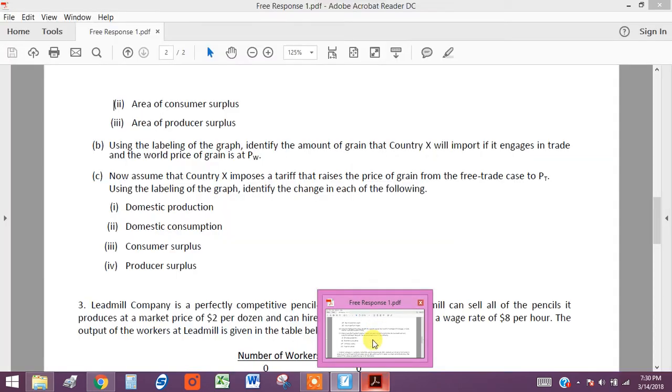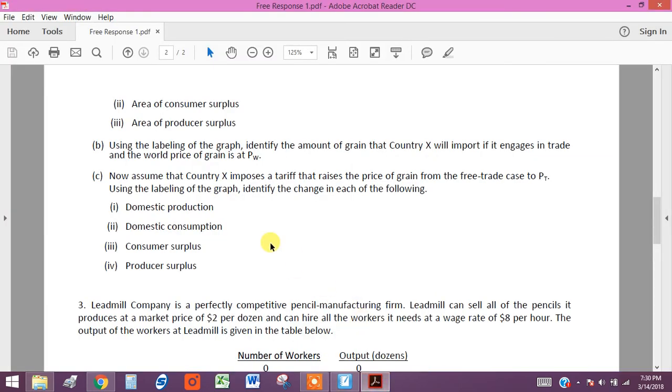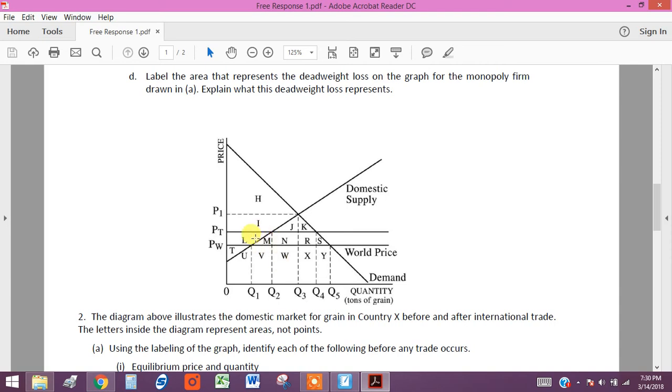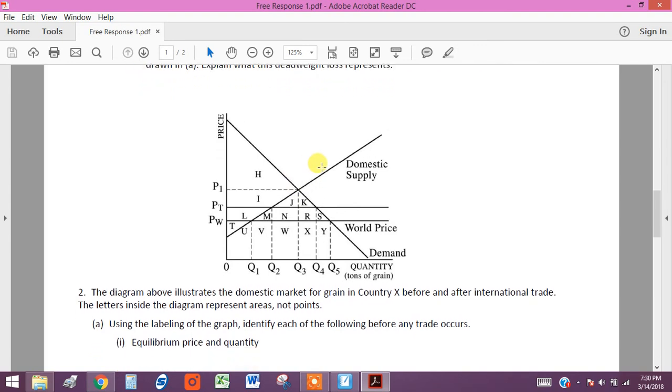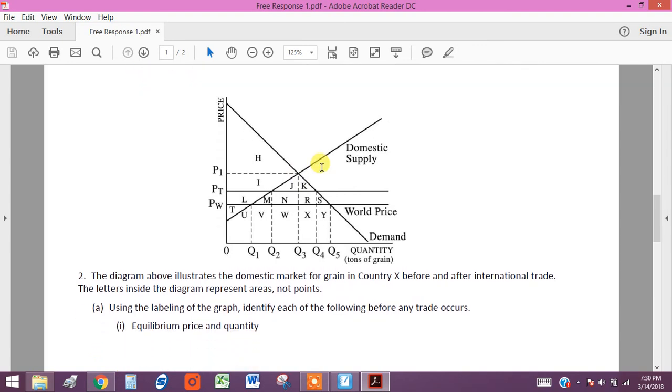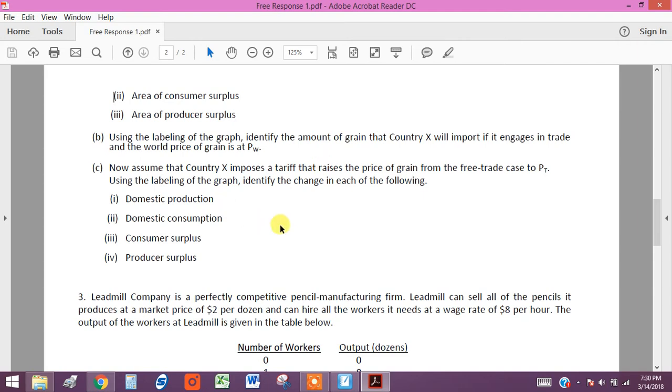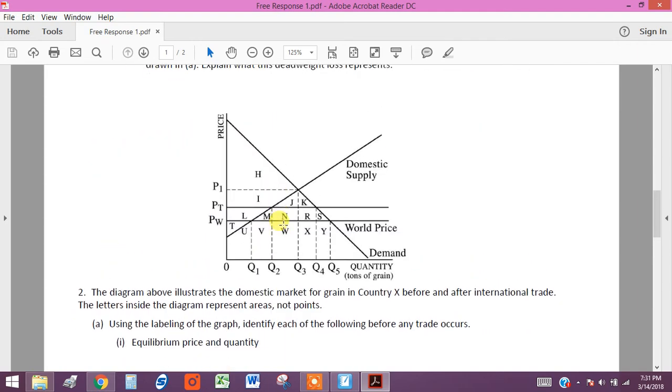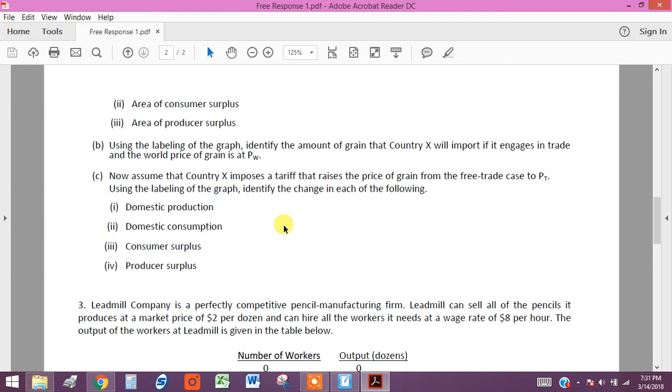So if you have this type of question that's got a graph with letters identifying areas, then you want to use those letters to answer your questions. And I believe that takes care of question 2. We will talk about question 3 on the next video.